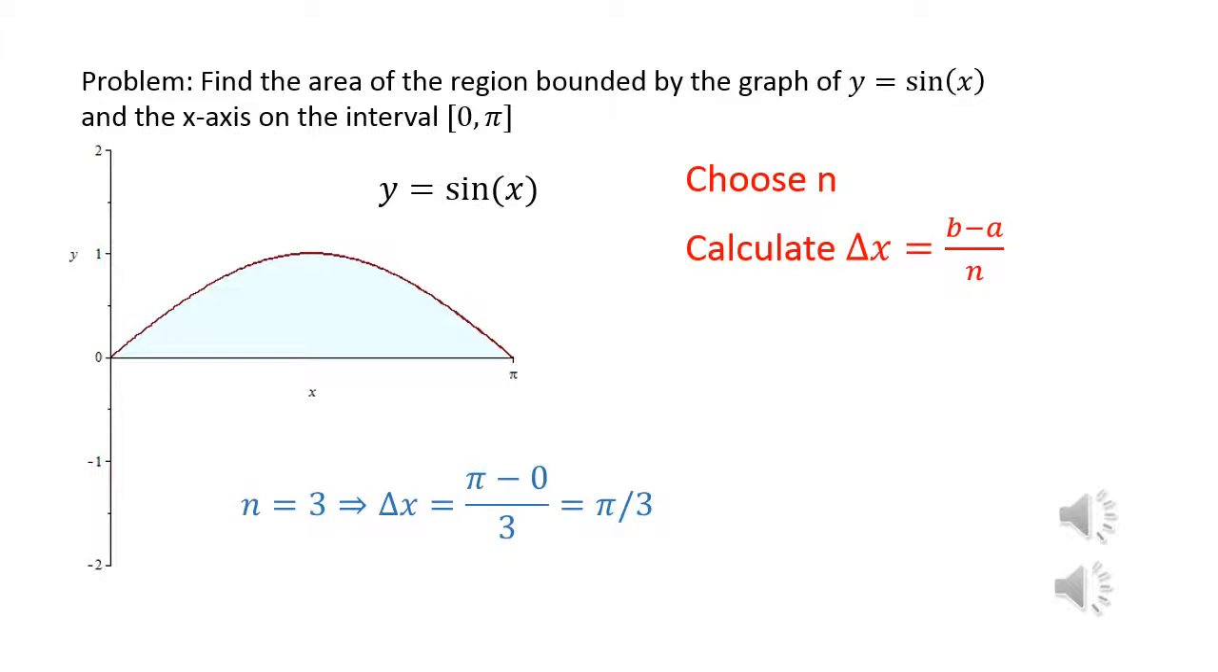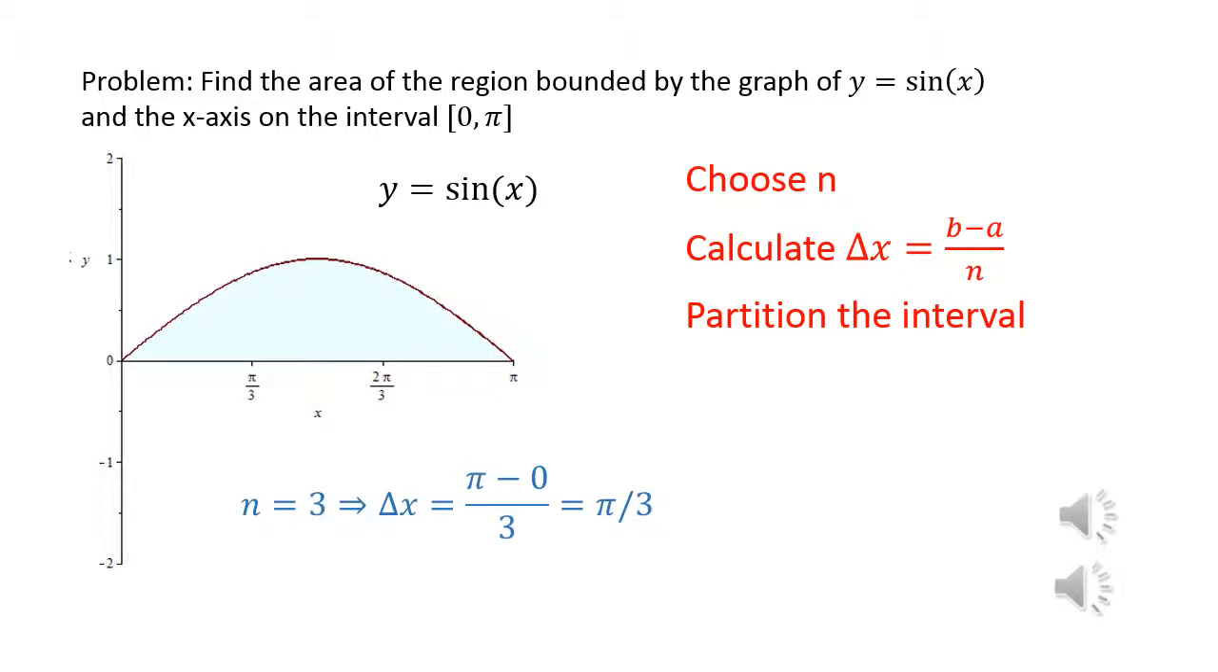After we have chosen our number of rectangles and calculated our width, we're going to partition our interval. The way that we do this is to start at the leftmost value of x and go up in multiples of delta x. If you do it correctly, then you should end up at the rightmost value of x with the correct number of rectangles. So in our case, since delta x is equal to pi over 3, we start at x equals 0 and count 0, pi over 3, 2 pi over 3, and 3 pi over 3, which is pi.